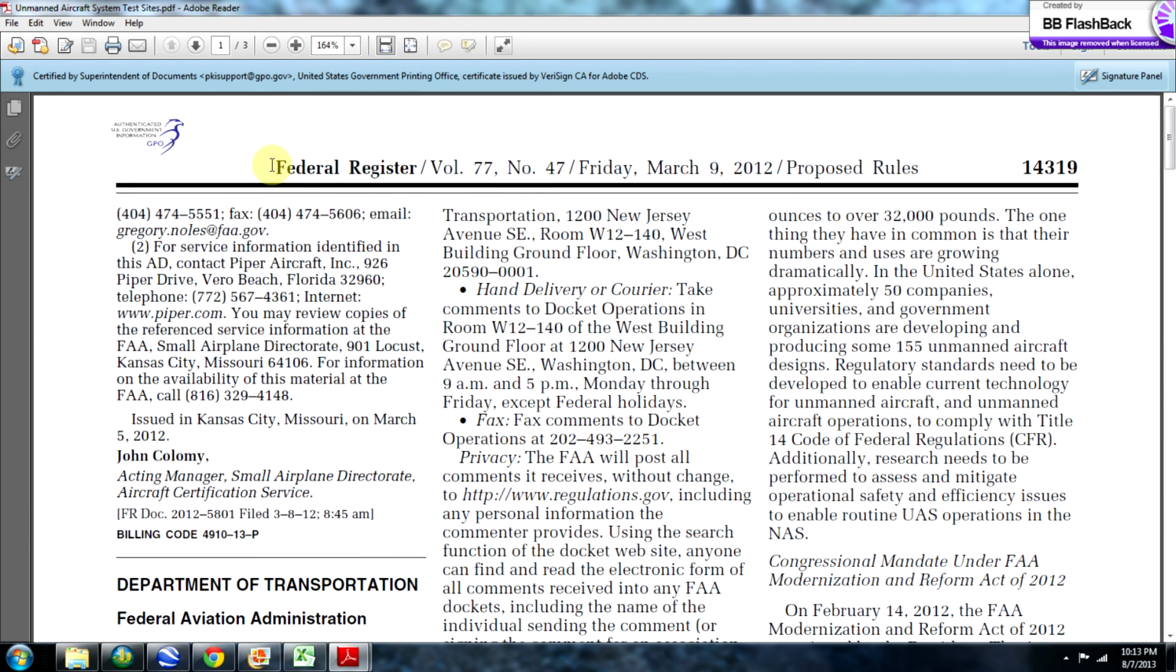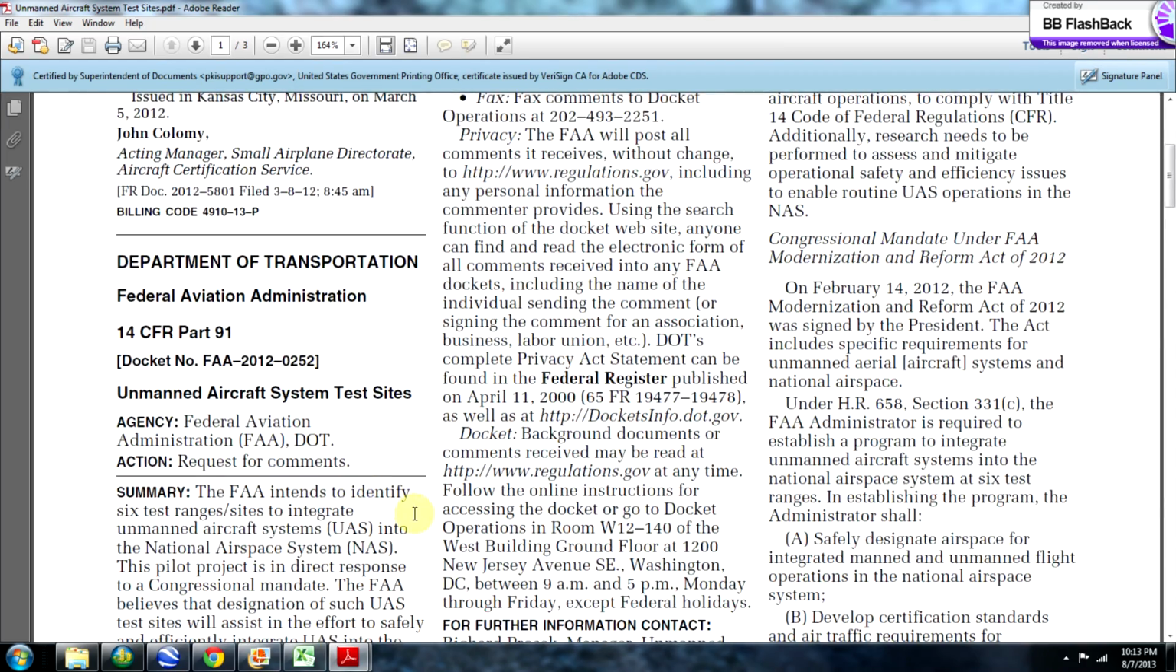This is the original Federal Register from 2012, showing the mandate from Congress saying that the FAA needs to pick 6 test ranges to integrate unmanned aircraft systems into the national airspace system. So this has been delayed because of privacy issues, and I think there's good reason for those privacy issues, and I think they need to be addressed.